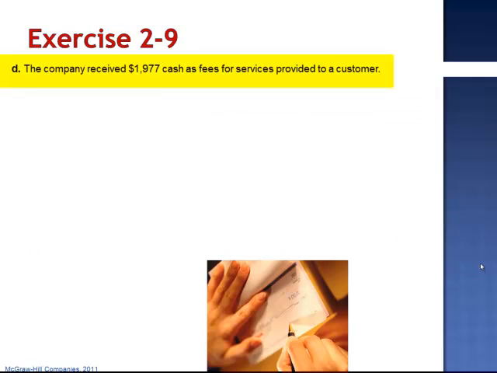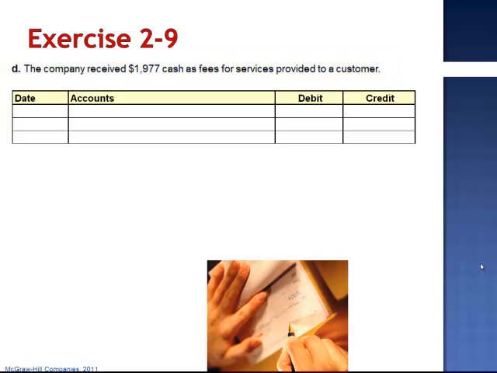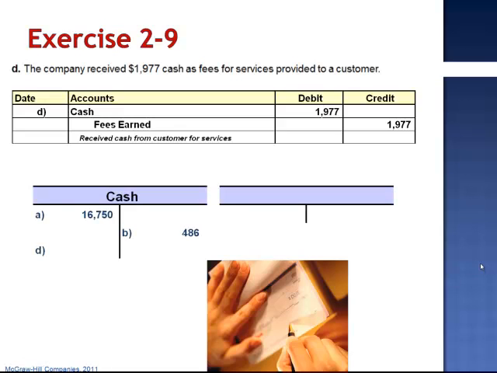Letter D. The company received $1,977 cash as fees for services provided to a customer. The journal entry is a debit to cash, $1,977, and a credit to fees earned. We debit the cash T account and credit the revenue account fees earned.